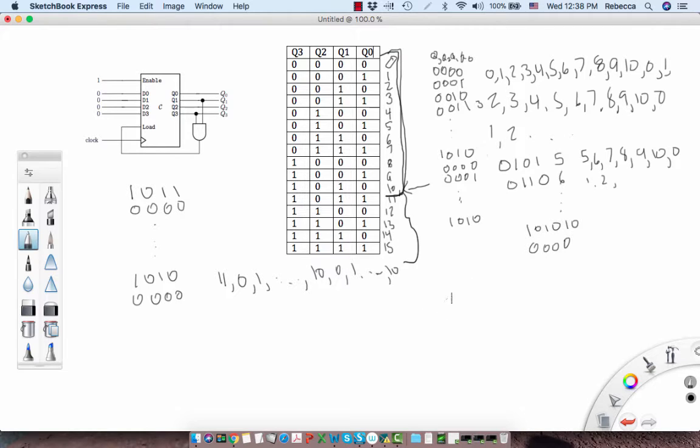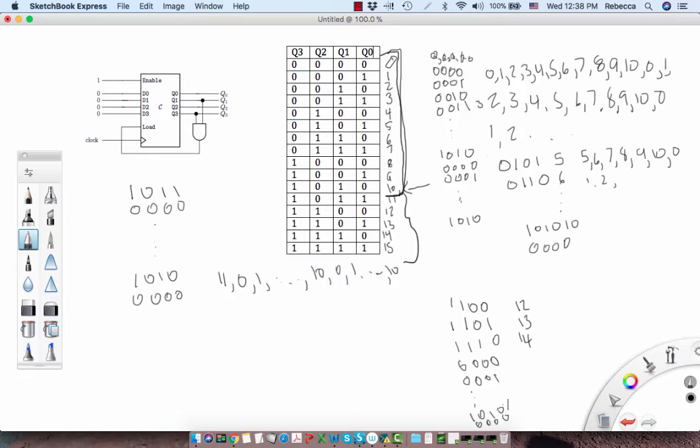Okay, well, what about 12? Let's say we start at 12, so we get 1, 1, 0, 0. Q3 and Q1 are not both 1, so it'll act as a counter, and it'll go to the next one, which is 1, 1, 0, 1, which is 13. But now, Q3 and Q1 are still not both 1, so it'll continue till it gets to 14. So we'll have 1, 1, 1, 0. So here's 14. And now Q3 and Q1 are both 1, so it'll load 0. And then it'll count up to 10, and then go back to 0 again.